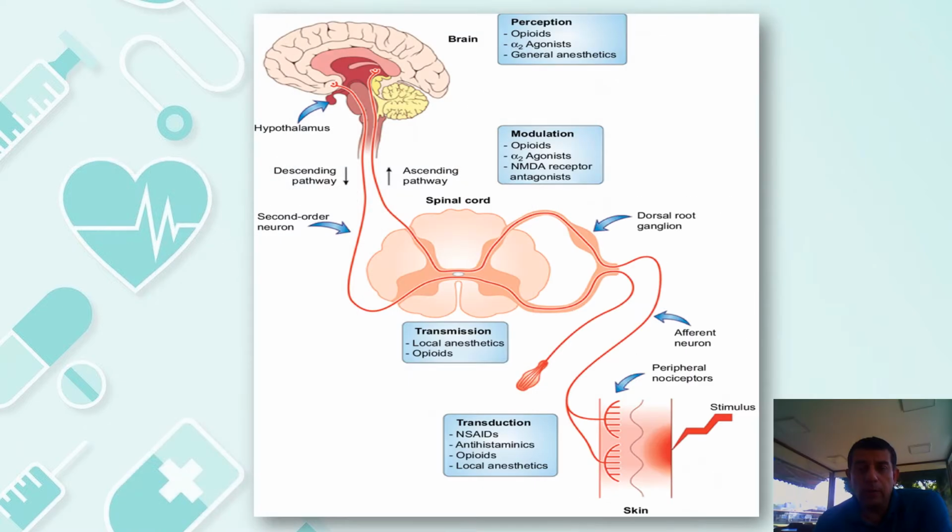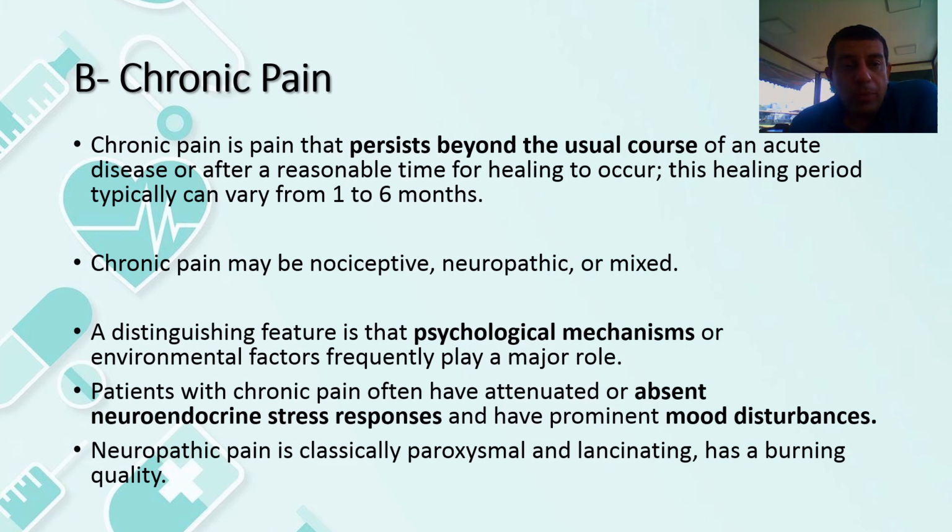This is important. Why? Because this diagram shows that we can manage pain in these four phases. For example, in transduction, we can give non-steroidal anti-inflammatories or opioids. In the transmission phase, we can give local anesthetic or opioids. In modulation, we can give opioids or other non-steroidal anti-inflammatory drugs. And in perception, we can give opioids or general anesthesia. All of these reduce the pain sensation that the patient can complain of if he or she was subjected to a painful event.